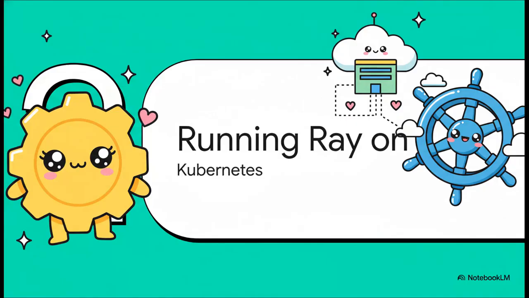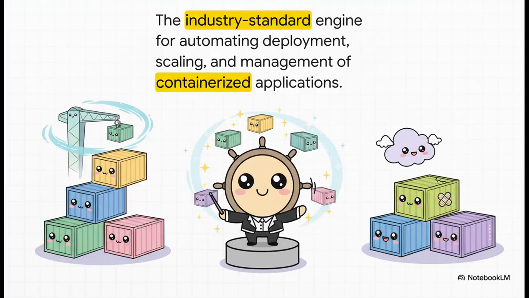Okay, so Ray is our high-performance engine. But where do you actually run an engine like this in a real-world production environment? For pretty much everyone these days, the answer is Kubernetes. Yup, Kubernetes has basically become the operating system for the cloud. It's the standard for managing applications in containers, and it handles everything: deployment, scaling, even healing apps when they break. So it's kind of a no-brainer. If we want our Ray applications to be robust and production-ready, we've got to run them on Kubernetes.